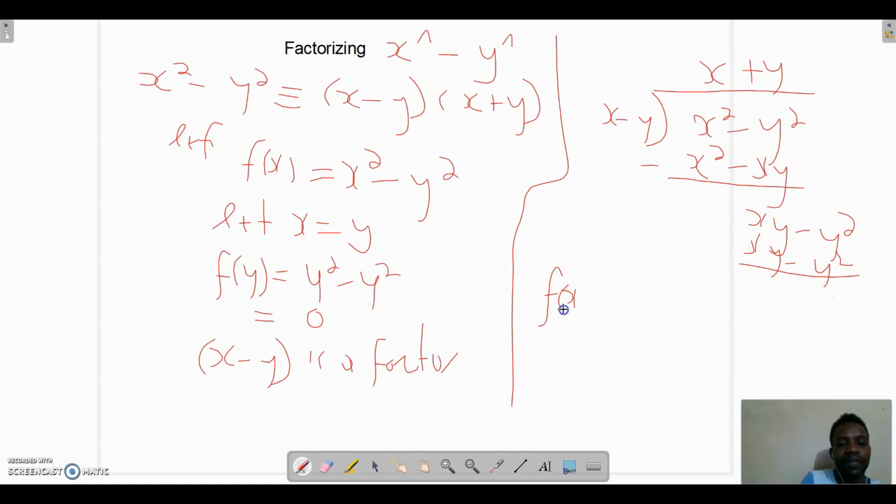So we know that f of x is equal to x minus y times x plus y, and we call that the difference of two squares. But we're going to apply the same concept and see what would happen with the difference of two cubes.